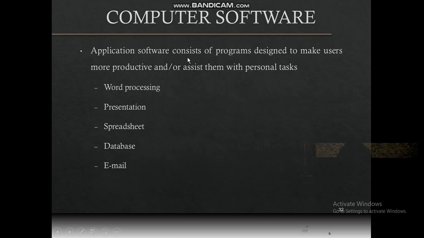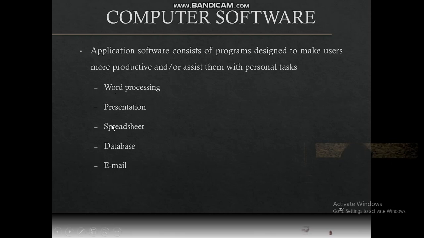Application software consists of programs designed to make users more productive or assist them with their personal tasks. Microsoft Word normally assists us when typing a report. Presentation software assists us when we want to present a document, a project, a task, or an assignment in class. With presentation software, you can make everything easier for yourself when putting information inside.